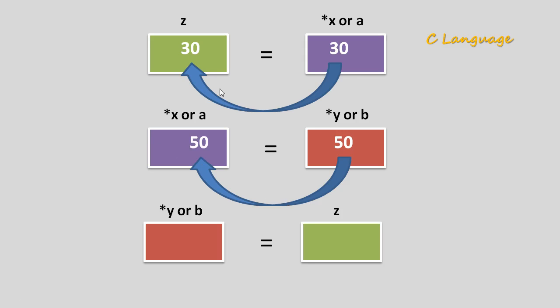Now the value which was there inside z, that is 30, is going to pass toward b, and the pointer variable asterisk y is working on behalf of b, having the reference of b. So now b is having 30. So the values are interchanged. Now a is having 50, and b is having 30. I hope you understand how the interchange took place.